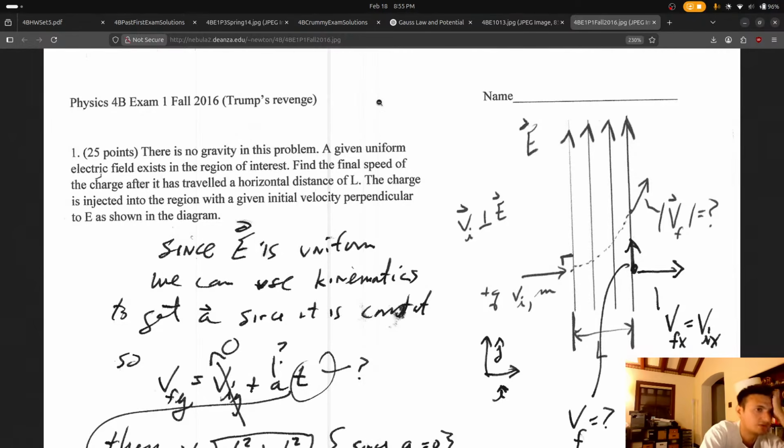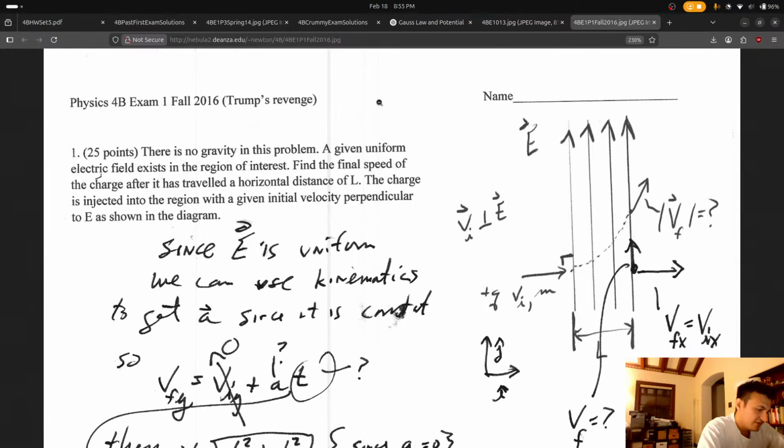Okay. All right. Oh, this is a good one. This is like that. Oh, I got to do these. Okay. This is like the one that says find the time or something. It's kinematics.